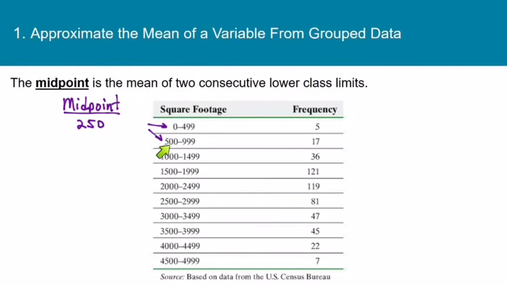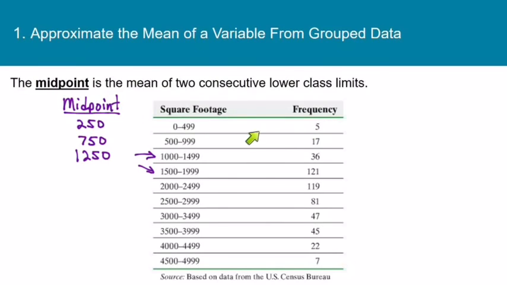And now let's do the midpoint of the second class. So we would take 500 and 1,000. The mean of 500 and 1,000 is 750. And now let's take 1,000 and 1,500. The mean of 1,000 and 1,500 is 1,250. And so you can see that 1,250 is right in the center of this third class, and 750 is right in the center of this second class.